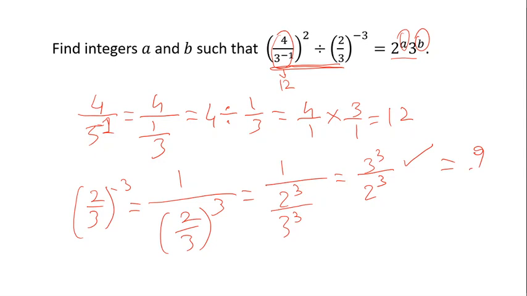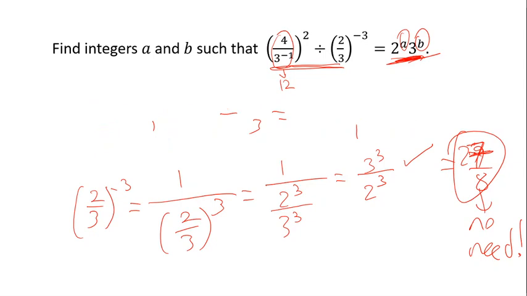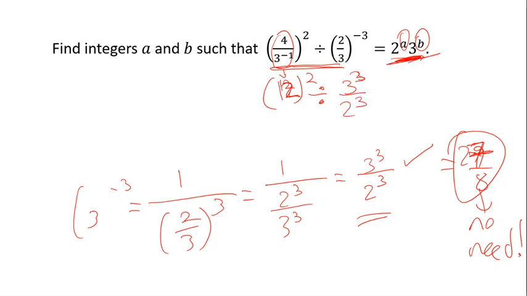So you can also write 27 over 8. And this one, no need now, because we want the powers. So now we know everything about this, so we can substitute what we found in the formula. It's 12 squared divided by 3 cubed over 2 cubed. Okay.